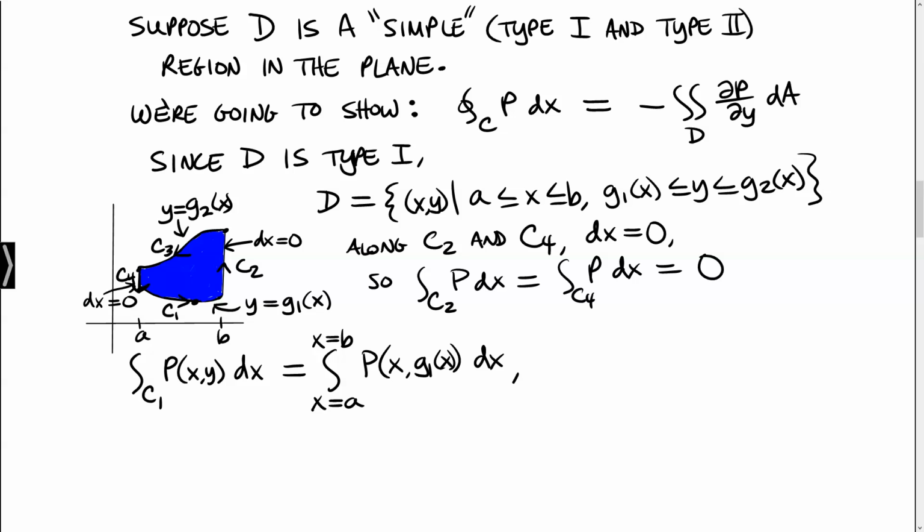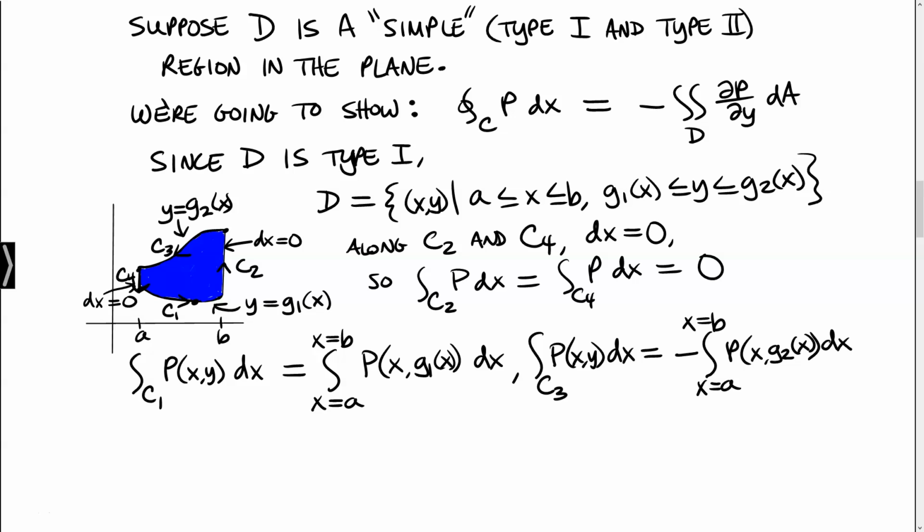Now, by a similar token, I could go along C3, and it's going to be pretty much the same with g2. The only difference is we're going the opposite direction, right? So instead of going from A to B, we're going from B to A. So that means the integral along C3 of p of xy dx is going to be minus the integral from A to B of p of x, g2 of x, dx.